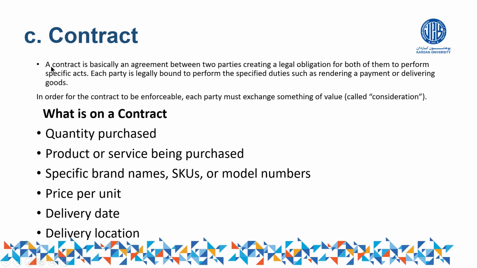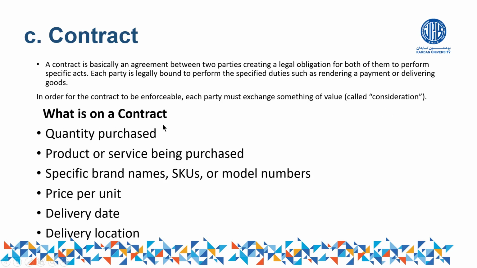What is a contract? A contract is basically an agreement between two parties, creating a legal obligation for both of them to perform a specific act. Each party is legally bound to perform specific duties, such as rendering a payment or delivering goods. In order for a contract to be enforceable, each party must exchange something of value. It means consideration, right? So two parties make an agreement that each should do something for each other against some consideration.